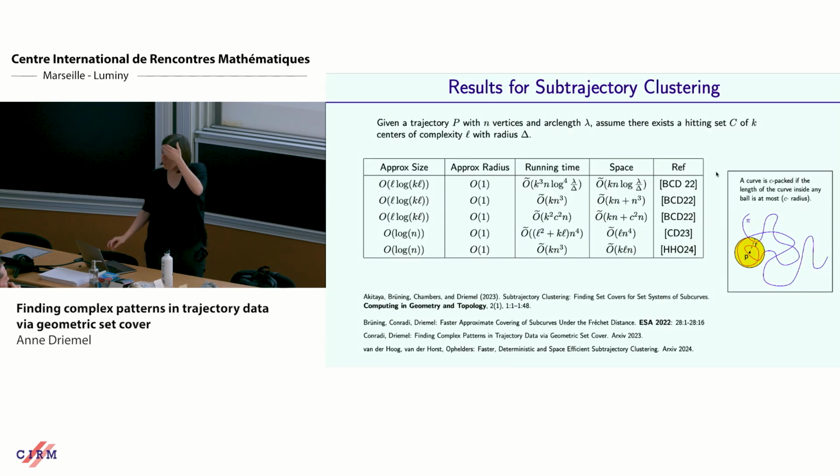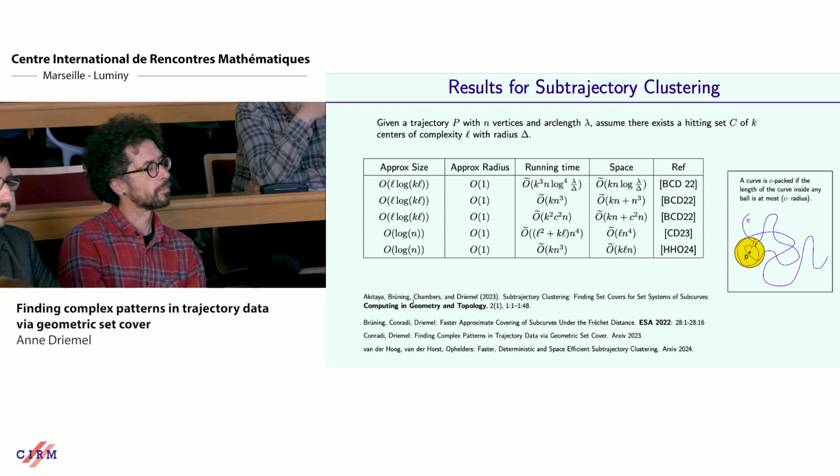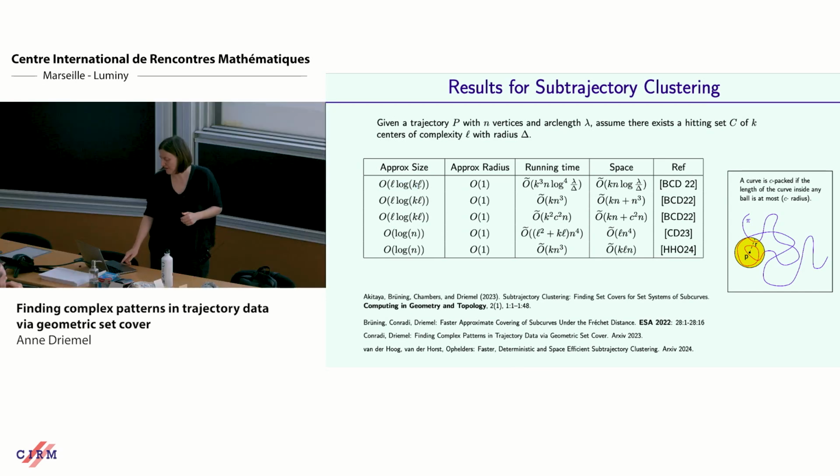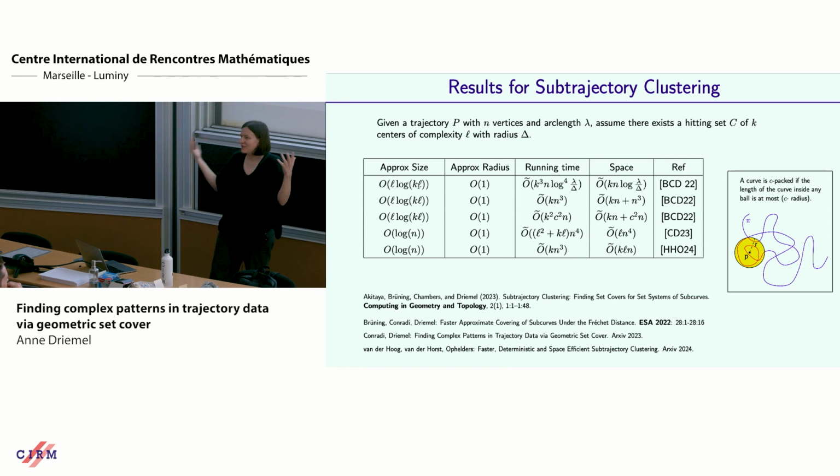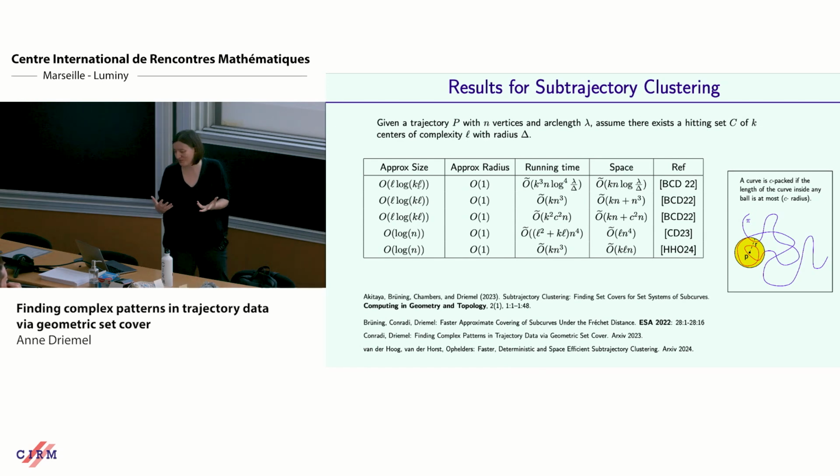And what we get from this are, well, there's a couple of results. Actually, the last one is not from us. It's a newer paper by van der Horst and Oppelders. And so we can get better approximation factors, but then when we wanted to implement this, we realized, maybe we should have known, the constants are way too high, so these algorithms are not practical. So in the end, actually, we use greedy set cover, so we get log n approximation.